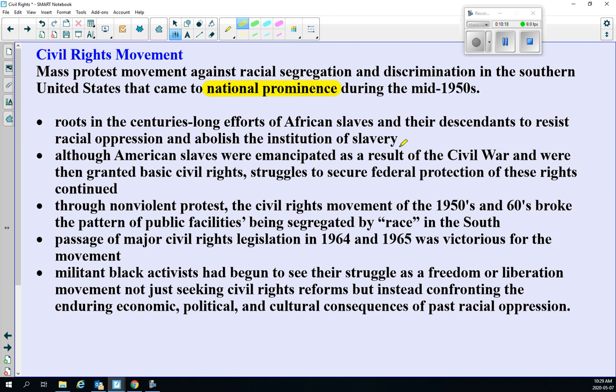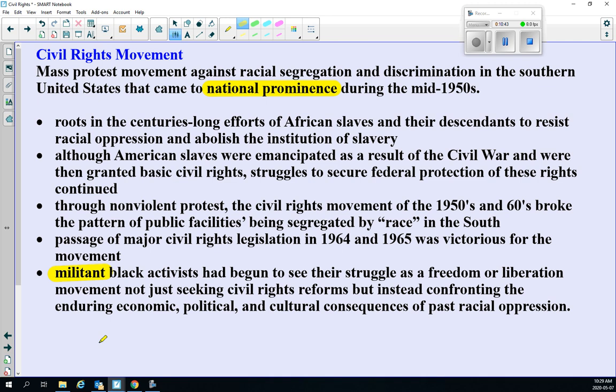They're trying to break out of that pattern of segregation by race. There will be some examples of federal legislation that's going to make it happen that you'll learn about when you watch the documentary. And while a lot of people use the form of nonviolent protest, there will be militant protest, violent protest that we're going to examine in our lesson as well.